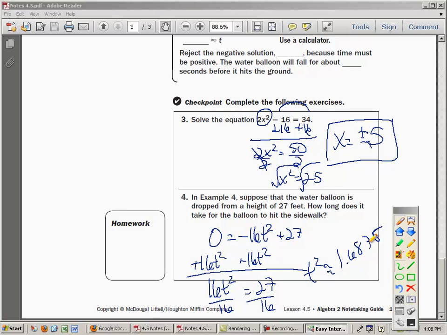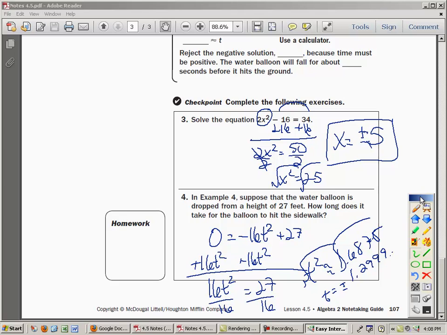6875, yep. And then when I take the square root of that, I get t equals plus or minus 1.2999, et cetera. So we can pretty much call that 1.3 seconds. Again, we can reject the negative possibility because time can't be negative. So we're going to say time is approximately 1.3 seconds. So at about 1.3 seconds, that water balloon will hit the ground from a height of 27 feet.